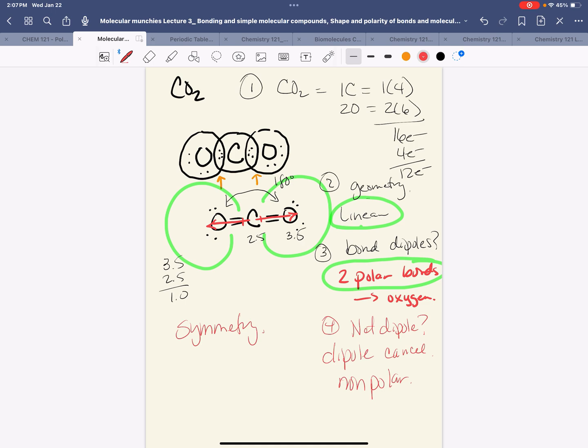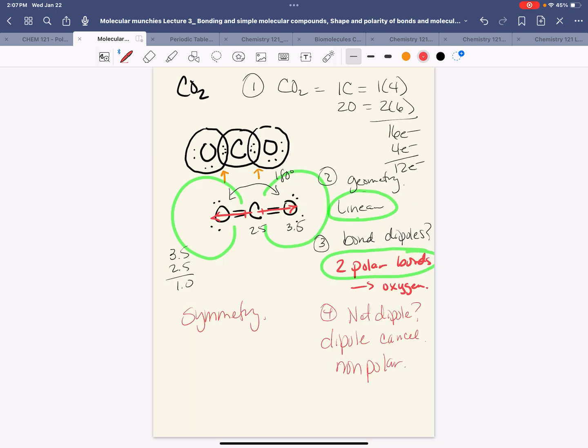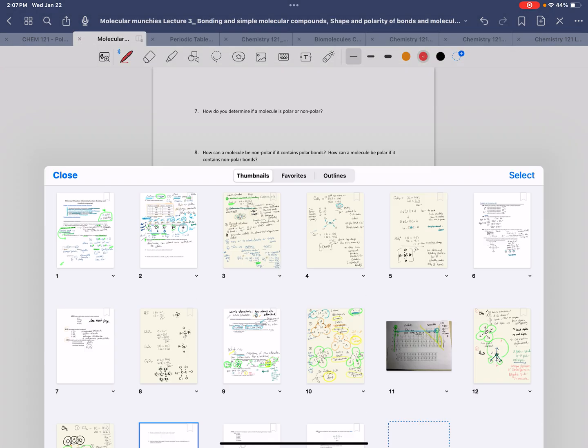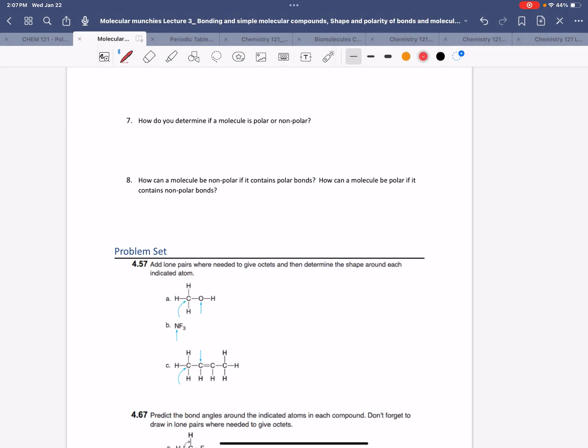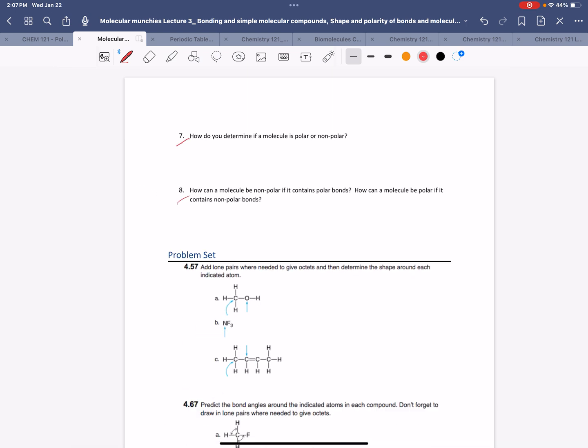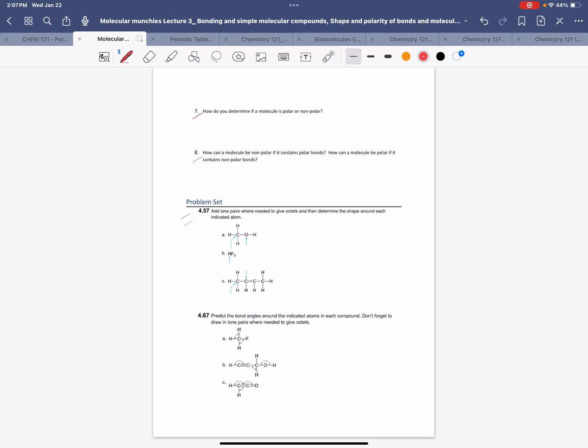So I think I'm going to go back to my pages here and make sure that I've said what I wanted to say in this video. Okay, so a couple of questions there, making sure that those can be answered. And then I'm going to have you work on the problem set here, applying some of these concepts of geometry and polarity. And I will go ahead and give you those answers. And as I upload that content for you, you can check those answers.